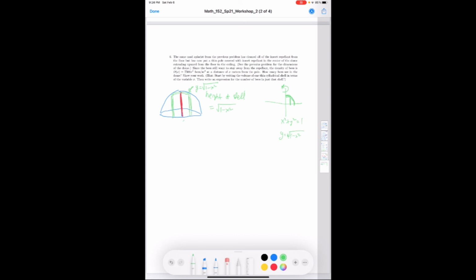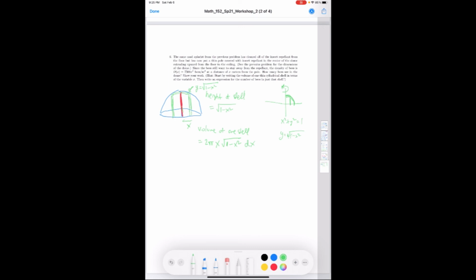And the radius of the shell is just going to be the distance from the center, from the line x equals 0, out to some arbitrary point x, and that's just going to be x. So the volume of one shell is going to equal 2 pi x square root of 1 minus x squared dx. We know this from the shell method. That's what happens when we add up shells. This would be the integrand if we were trying to find the volume of this dome. We add up volumes of shells, and this is the volume of one shell.